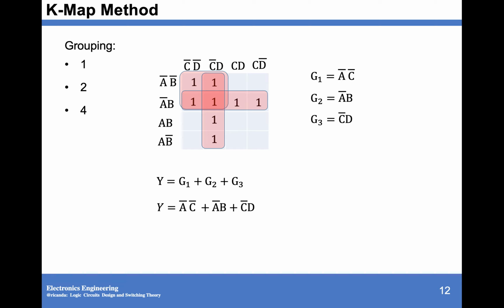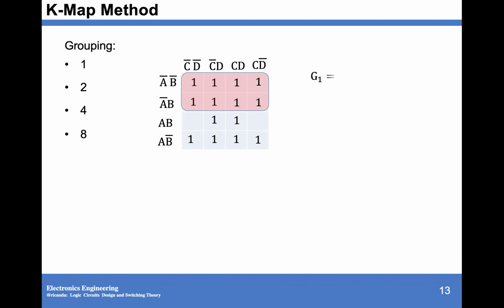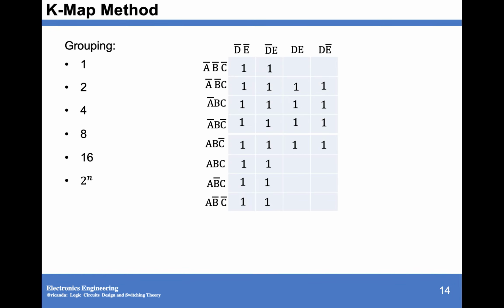And if we have group by 16, it means you have 4 variables to be eliminated. This is an example of group by 16. This group by 16 is equivalent to D bar. Remember, there are 5 variables in this map, so with 4 variables eliminated, the remaining variable is only 1, that is D bar.